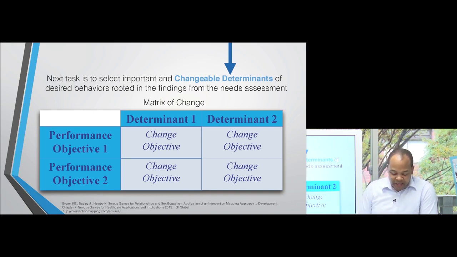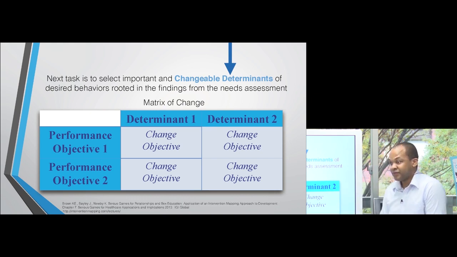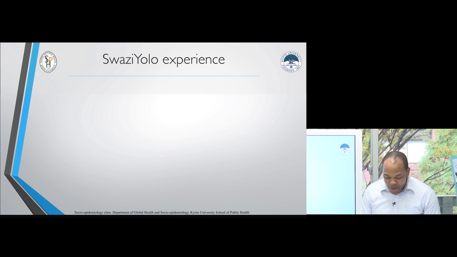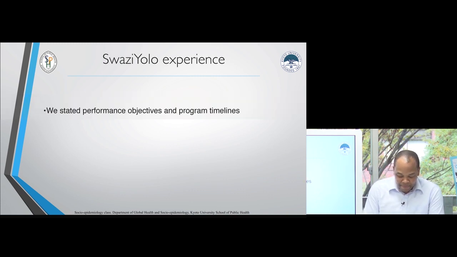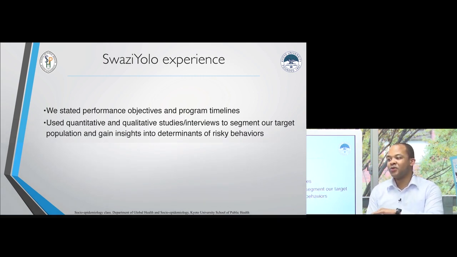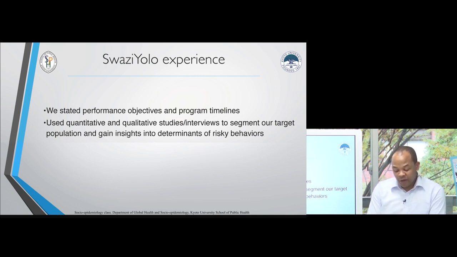So most important part here is to ask what needs to change related to the determinant of the program for the participants to achieve the program objective. Okay. So in our Swazi YOLO experience, we stated the performance objectives and we stated together with timelines. So we wanted to know when they will do this, at what time. And then we used qualitative and quantitative studies, interviews to segment our target population, to gain insights into what we consider to be the determinants of what we wanted to change.